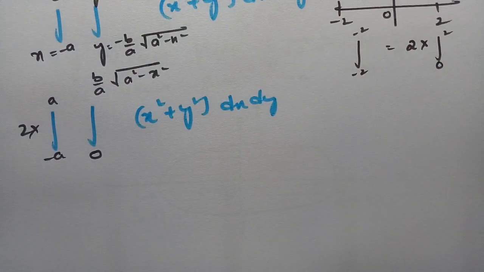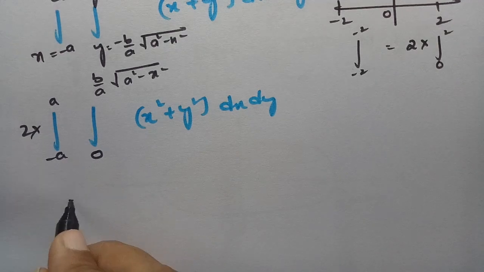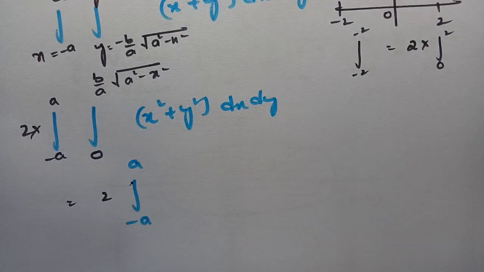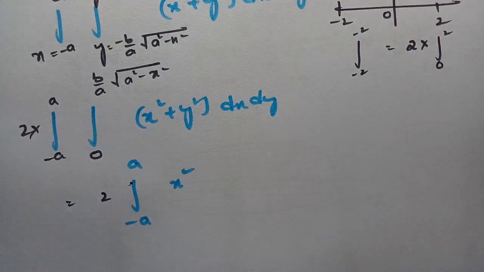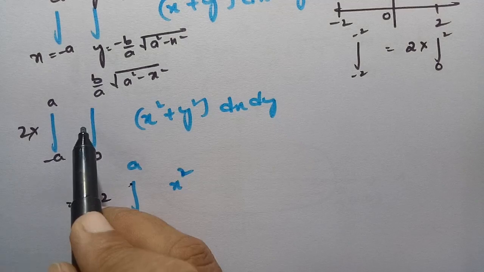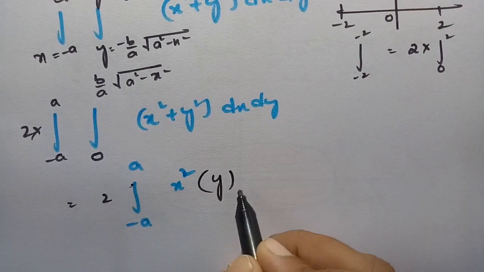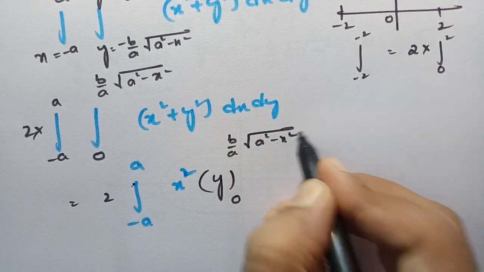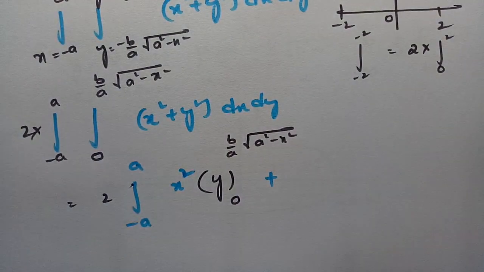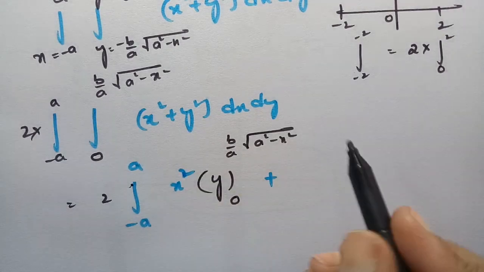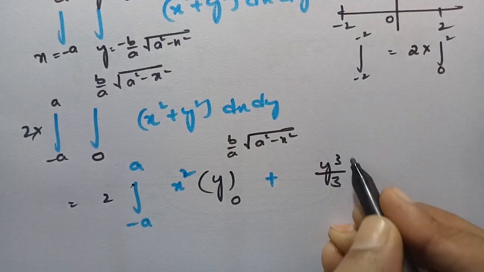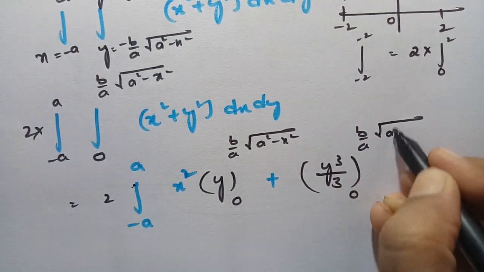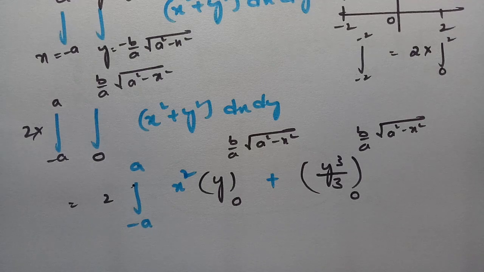Now I am going to integrate with respect to y, with x from minus a to plus a, and this one is x square. So this is x square, and the integral of dy is nothing but y between the limits 0 to b by a root over a square minus x square, plus, for the integration of y square it will be y cube by 3 between the limits 0 to b by a root over a square minus x square, of dx.